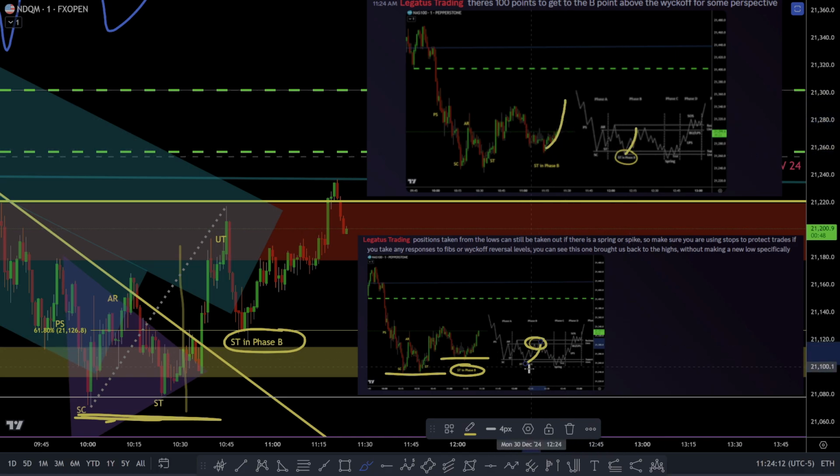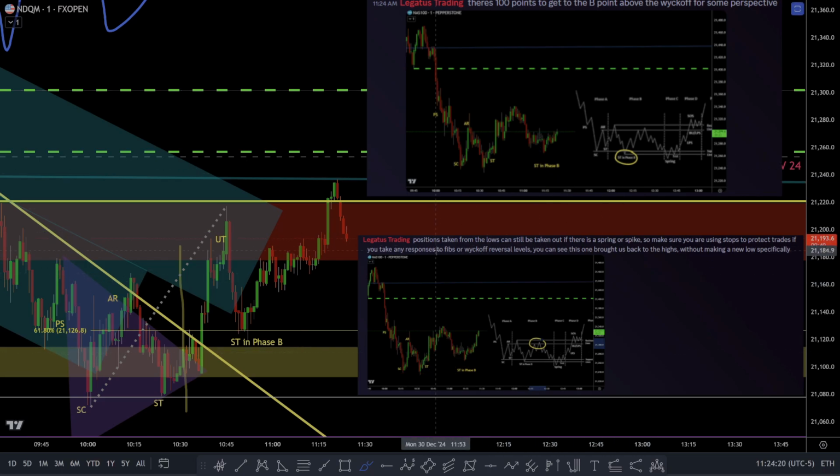And then we achieved that level right there, just for a visual example. Oh, and I also said positions taken from the lows can still be taken out if there's a spring or a spike. So I'm literally warning you about the fact that it can come down and make that spike. So make sure you're using stops to protect trades.